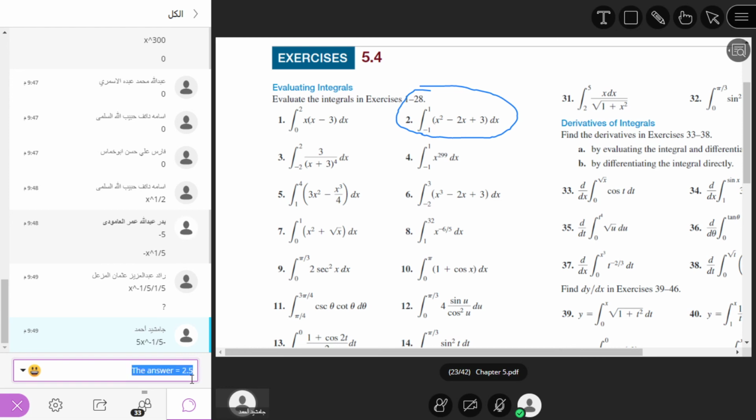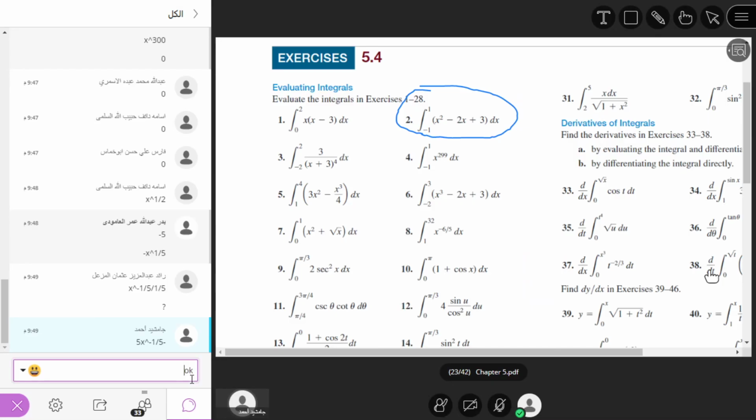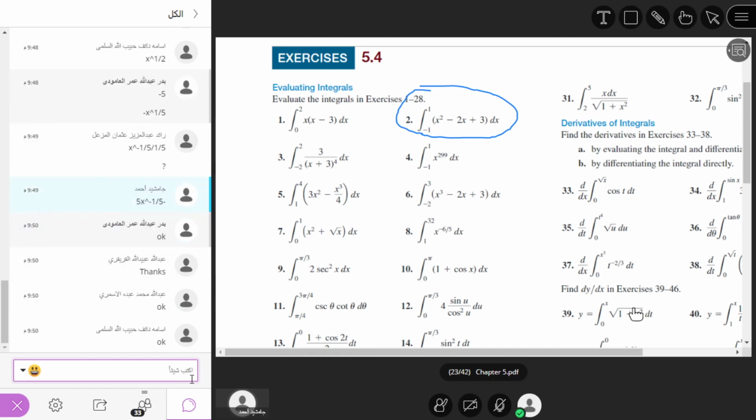Okay, students, so try this exercise. Inshallah, see you in the next class. If you have any question, you can ask now.